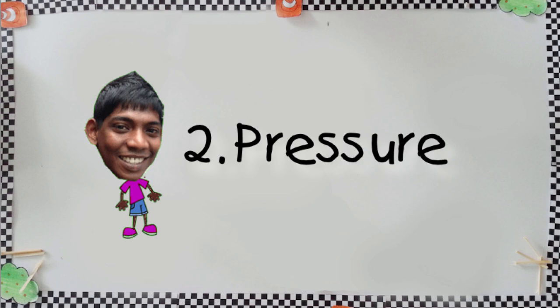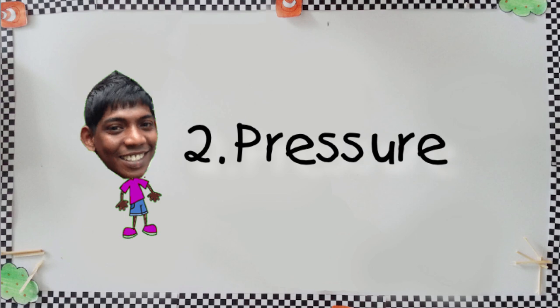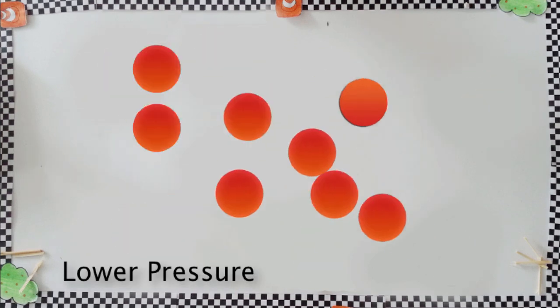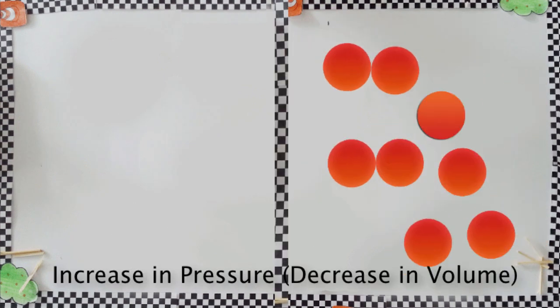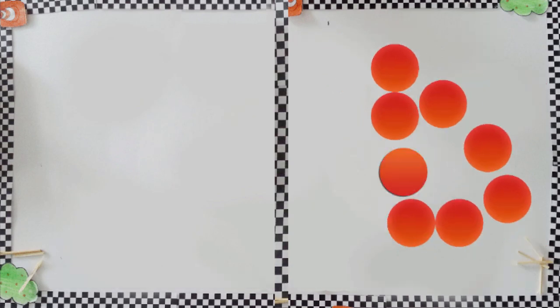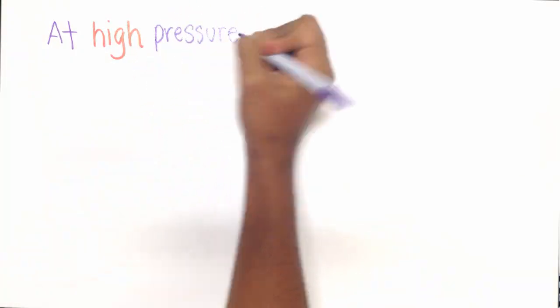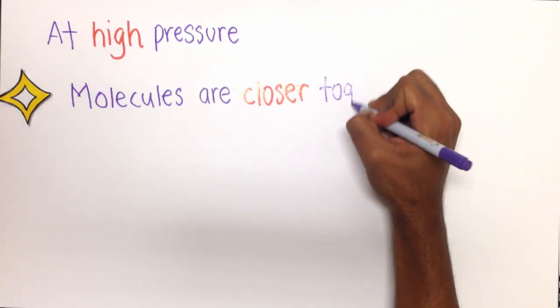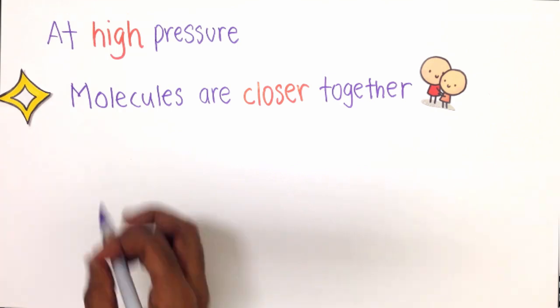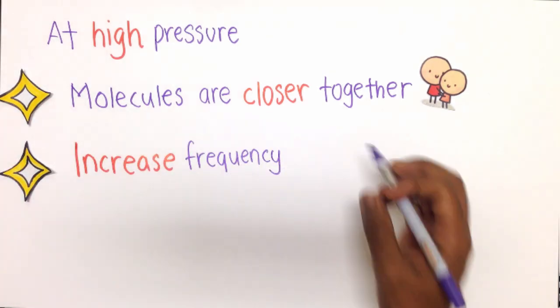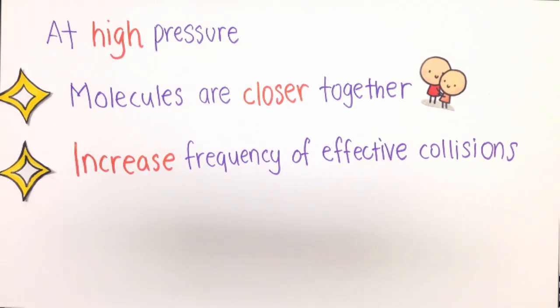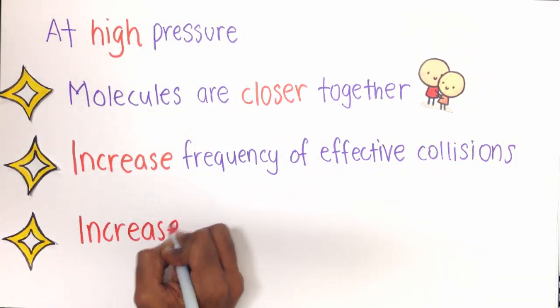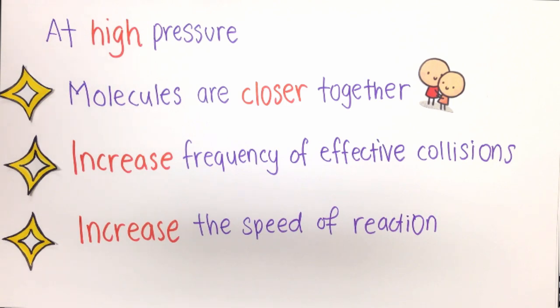The second factor is pressure. Note that this factor is only relevant for gaseous reactions. At lower pressure, the particles of gaseous reactants are spread far apart, while at higher pressure, the particles of gaseous reactants are closer together. Why does the speed of reaction increase at higher pressures? At higher pressures, the particles of gaseous reactants are closer together. Hence, there are more particles per unit volume of gas available to collide with each other. This increases the frequency of effective collisions and thus increases the speed of reaction.